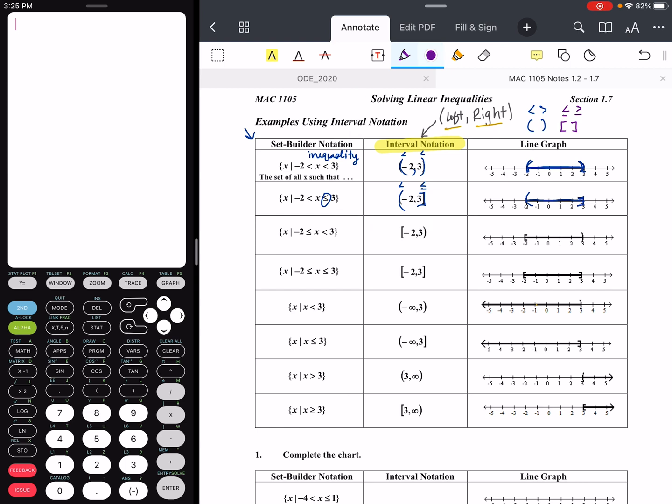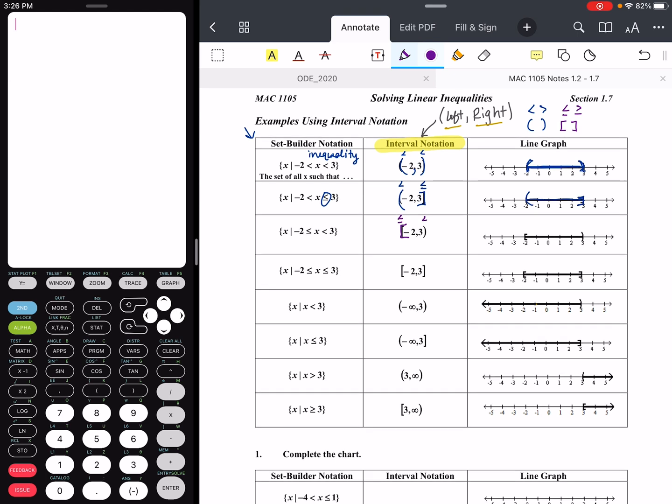Okay, -2 less than or equal to x less than 3. Now we have our square bracket at -2. That's our less than or equal to sign. Our less than sign was at 3. So we have our rounded parenthesis. And on our line graph, square bracket at -2, rounded parenthesis at +3. Make sure you connect the two together. Next up, -2 less than or equal to x, there's a square bracket, less than or equal to 3, there's our square bracket. And same thing on our line graph.